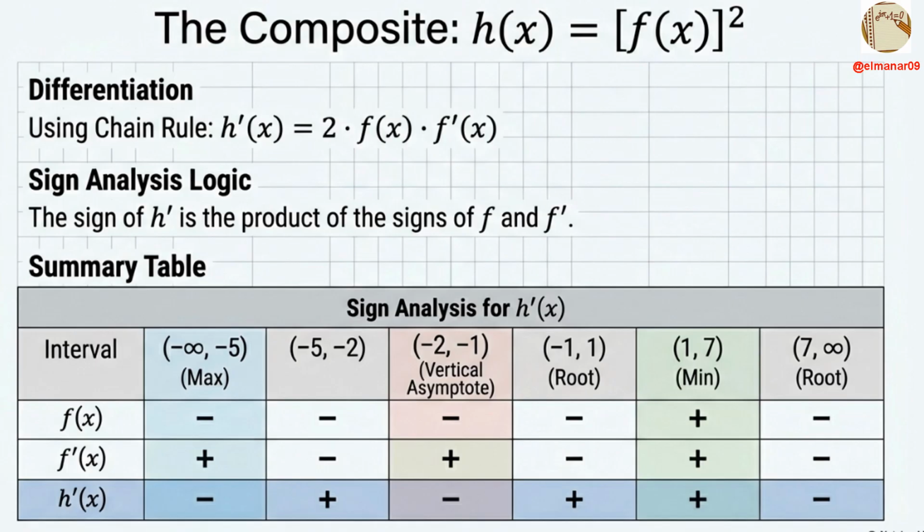Interval negative 1, 1. Back to both being negative. H prime of x is positive again. We've got a root at negative 1, so pay attention to where the graph hits the floor. Interval 1, 7. Now we're in the green. Both f of x and f prime of x are positive. Positive times positive is positive. H prime of x is moving up, and we hit a min point in this stretch. Interval 7, infinity. Finally, look at the end. Both are negative again, so h prime of x remains positive.